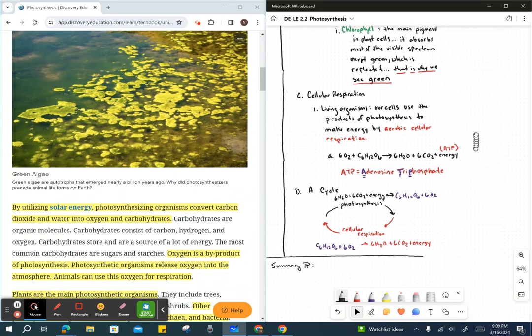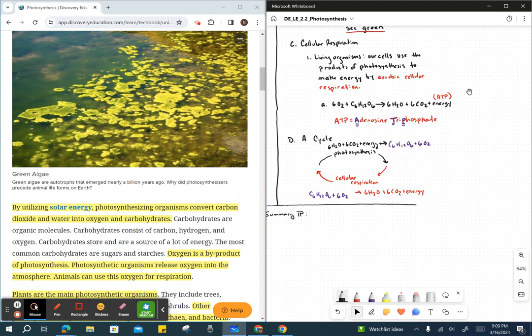All right, so letter C, cellular respiration. This is what you and I do, and plants do actually, when we need to use that energy. We do the reverse of photosynthesis. We do cellular respiration, and that occurs in our cells. We use the products of photosynthesis, that would be the sugar, to make energy by aerobic cellular respiration. Aerobic refers to the fact that we use oxygen. That's why you're breathing. You breathe in oxygen, and the reason you're breathing in oxygen is because you need that oxygen for your cellular respiration reaction.